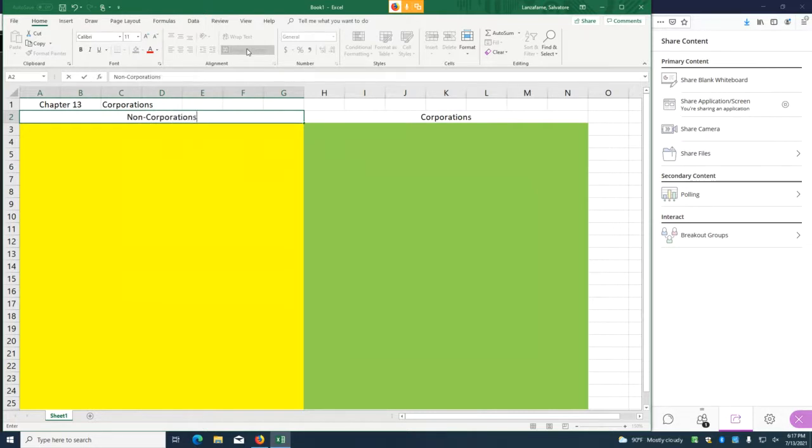So accounting one stuff, accounting two stuff, everything prior to chapter 13. Even though I'm going to focus on maybe a sole proprietor, what we did last week with partnerships can apply to what's in yellow as well. It's just not going to be the focal point.